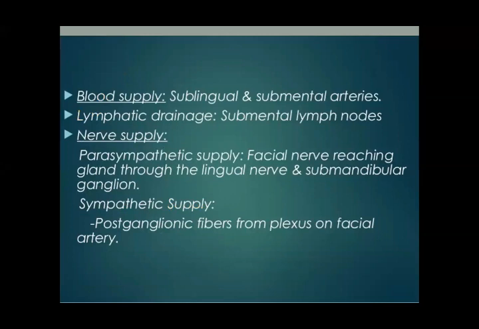Blood supply: sublingual and submental arteries. Lymphatic drainage: submental lymph nodes. Nerve supply: parasympathetic supply from the facial nerve, reaching the gland through the lingual nerve and submandibular ganglion. Sympathetic supply: postganglionic fibers from the plexus on the facial artery.